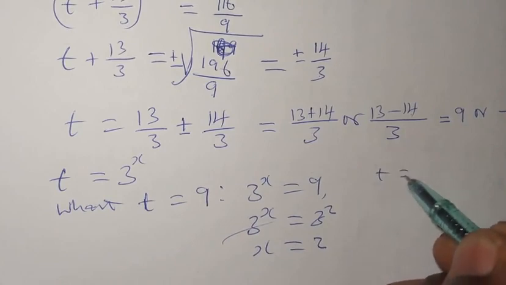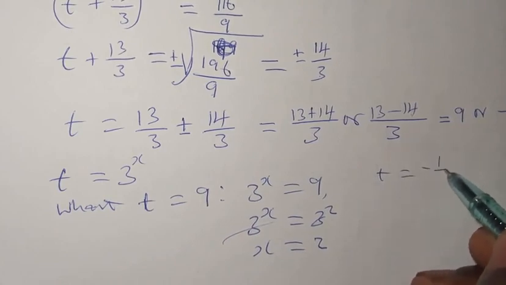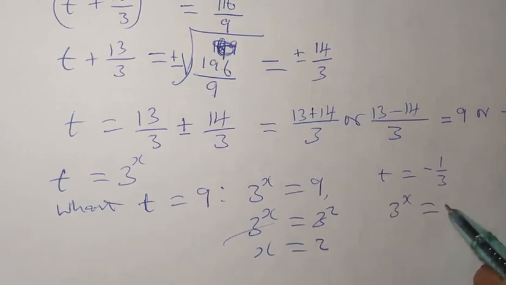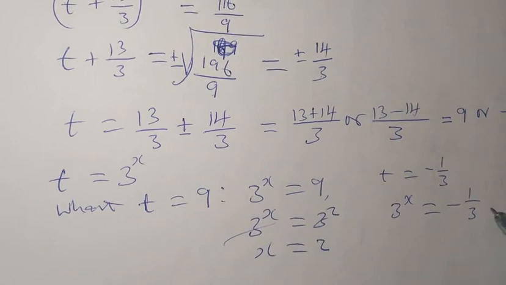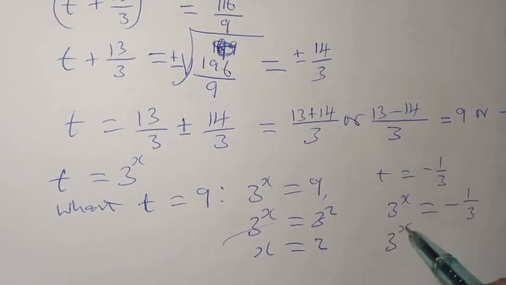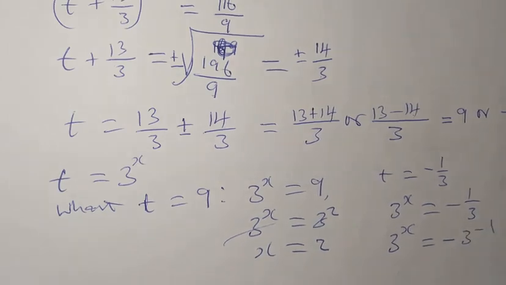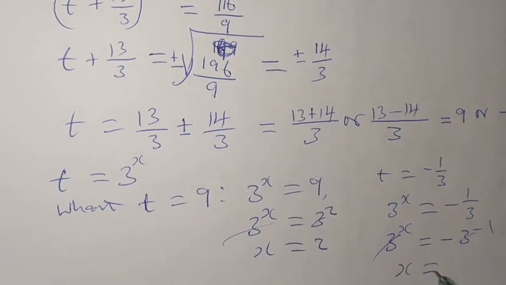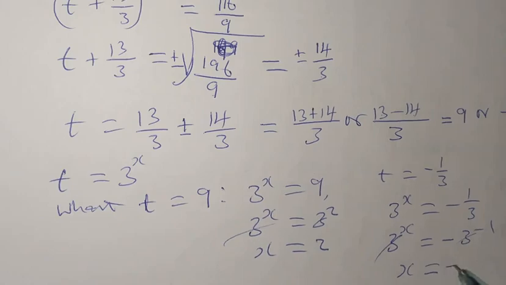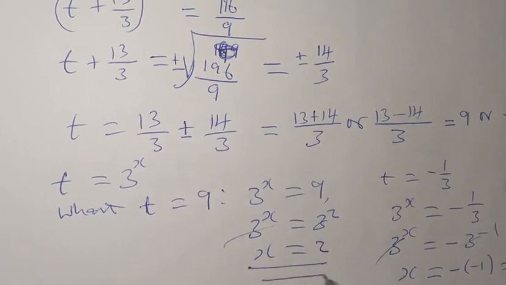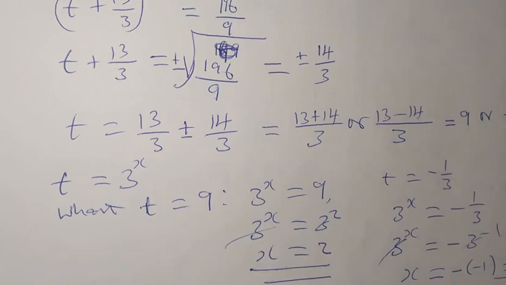Likewise, when t is equal to minus 1 over 3, then we'll have 3 raised to the power of x equal to minus 1 over 3, which we can express as 3 raised to the power of x equals minus 3 raised to the power of minus 1. So that this will cancel this. We are left with x equal to minus open bracket minus 1, and the answer is 1. So we have the two answers to be 2 and 1.